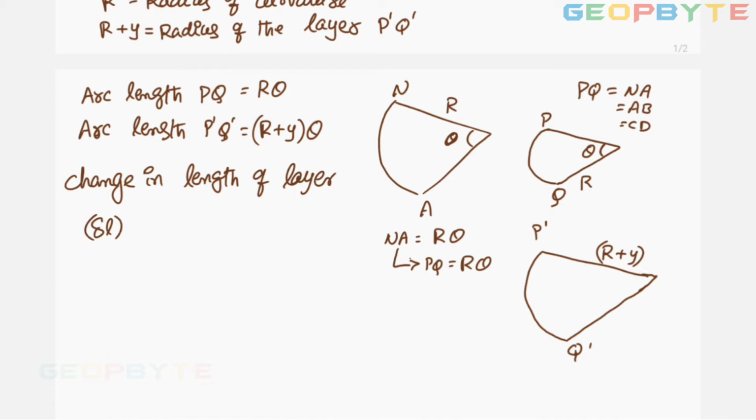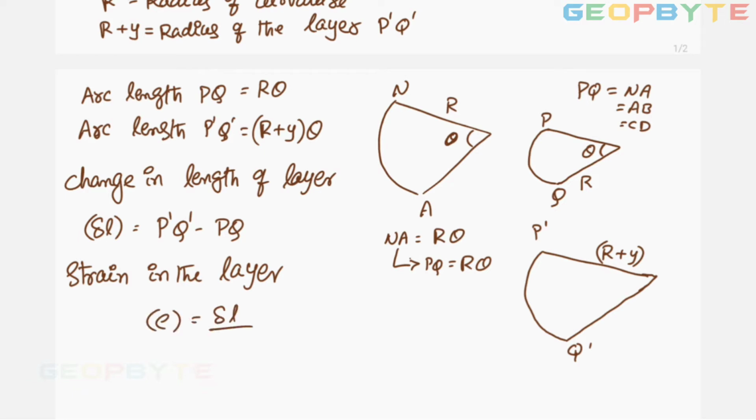Delta L equals final length P'Q' minus PQ. Then strain in the layer, let small e equal change in length by original length. Change in length of the layer, P'Q' minus PQ, by original length of the layer PQ.